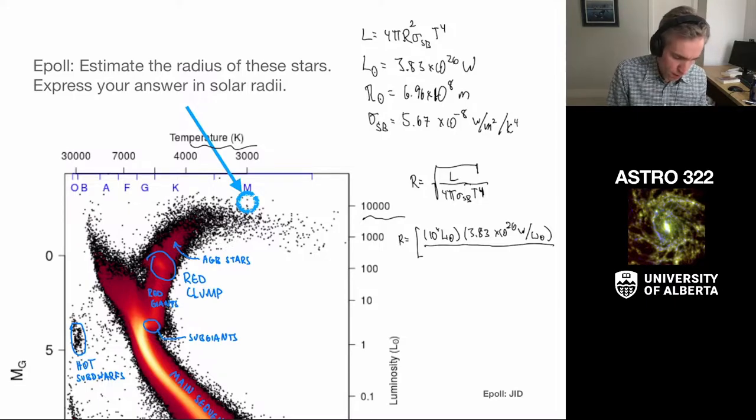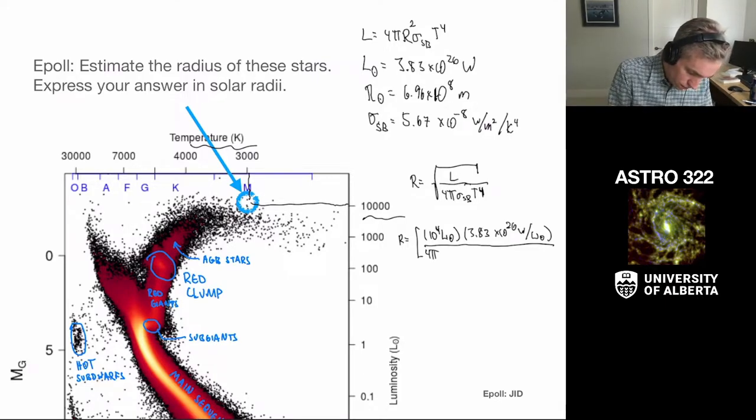I'm just sort of working along here. I think people have sort of come along. Yeah, most people got their answers in. So, 10 to the 4. I just read off the values here. 10,000 solar luminosities, 3,000 Kelvin.